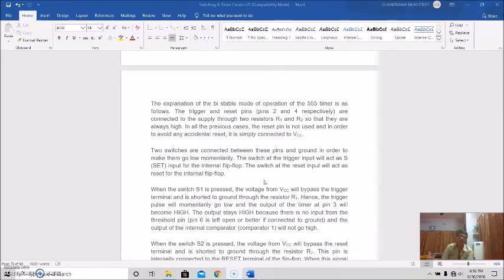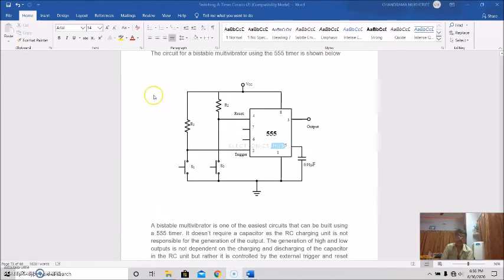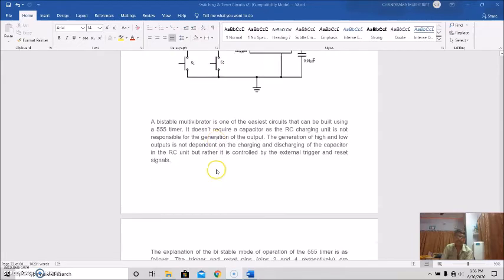Two switches are connected between these pins and the ground, in order to make them go low momentarily. So the switches at the trigger input will act as the set input for the internal flip-flop, and the switch at the reset input will act as the reset for the internal flip-flop. So this is shown. This is for set, and this is for reset.